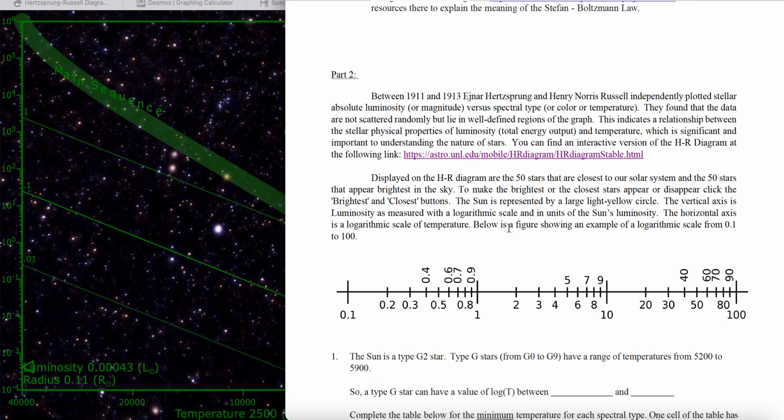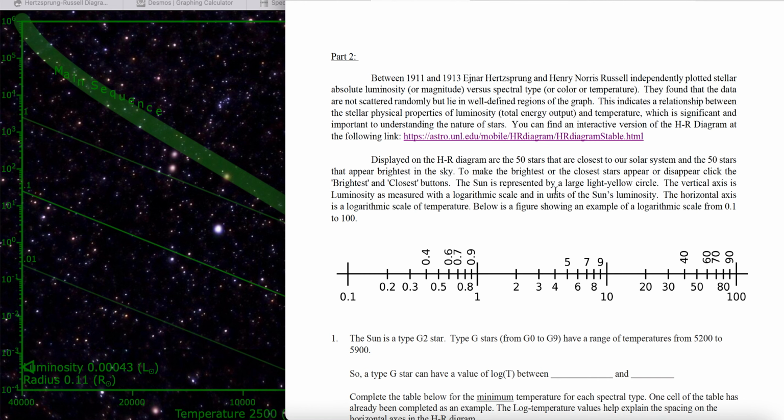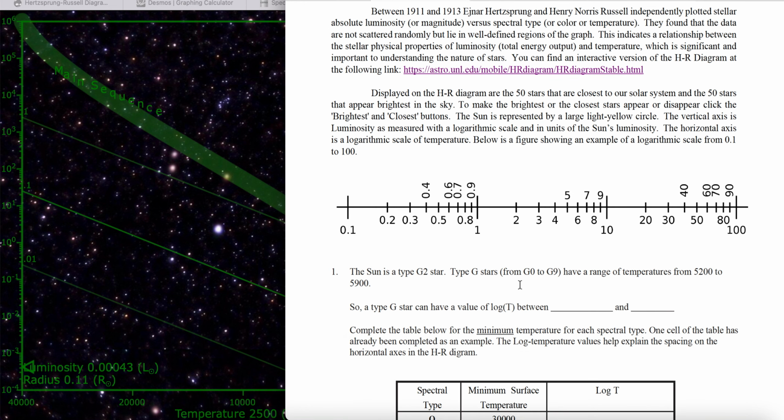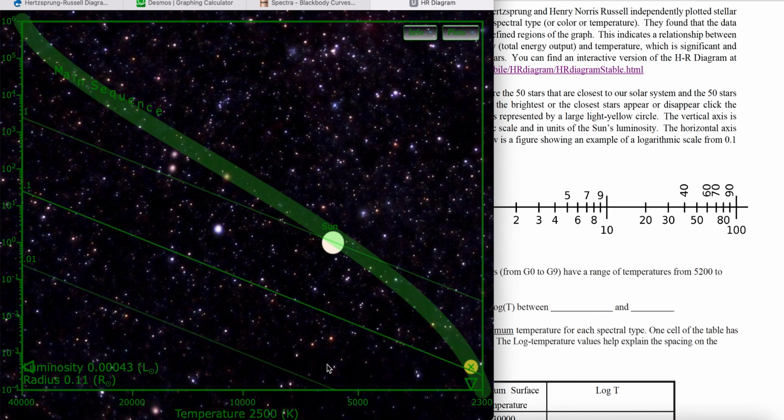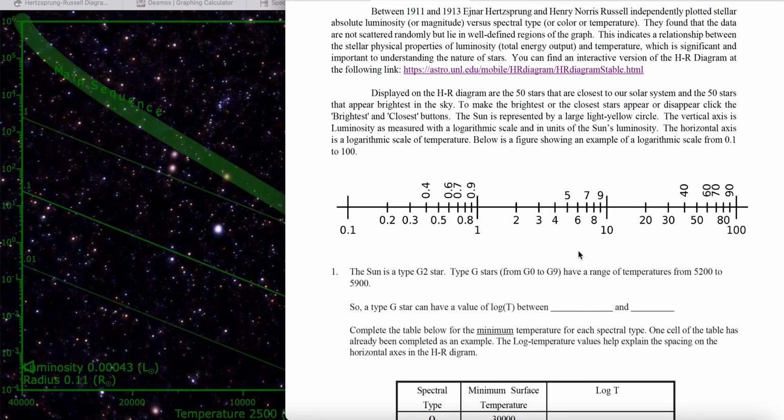Now, one of the first things we want to point out is that this HR diagram, as did the other one, has a horizontal axis that is a logarithmic scale for temperature. Okay? So how do we know that that horizontal axis is a logarithmic scale for temperature as opposed to a linear scale? And what the heck is the difference? Well, let me tell you. Okay? So a logarithmic scale is basically factors of 10. So it's like a base 10 system as opposed to a linear scale.